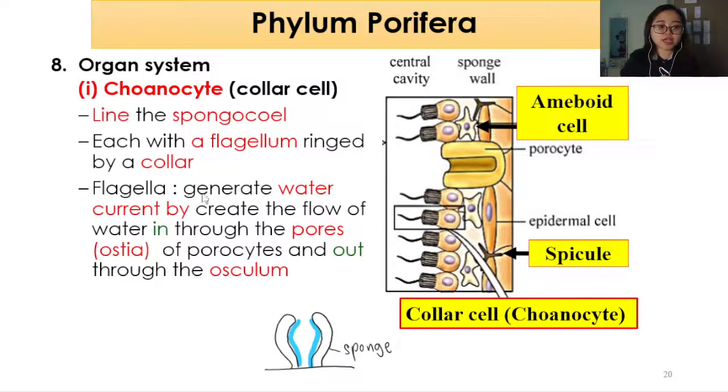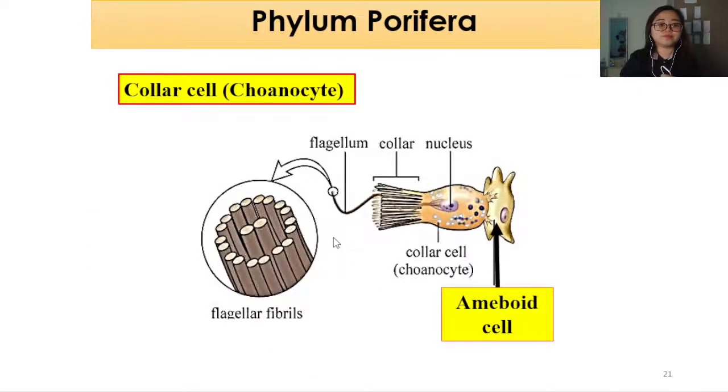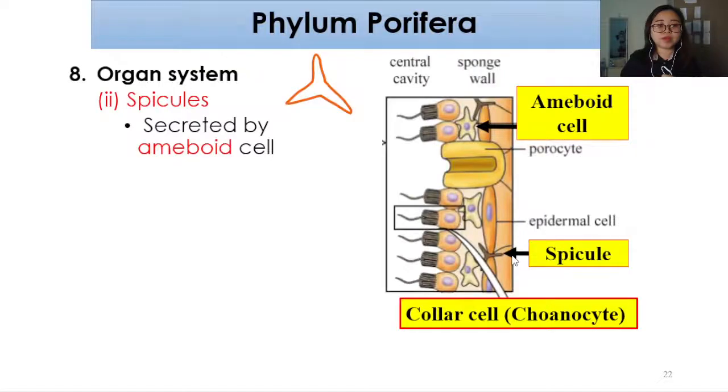And then the flagella will generate water current by creating the flow of water through the pores or ostia of porocytes and out through the osculum. So this means it will create water current to move this direction. And the collar will then trap the food particles as the water passes through. Okay, so this is the structure of the choanocyte, and it is always together with amoeboid cells.